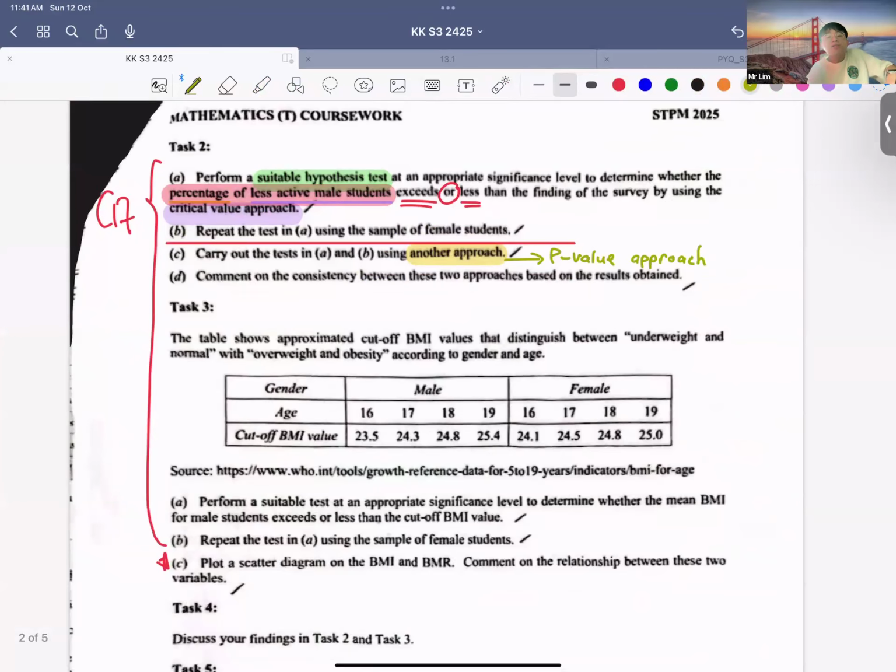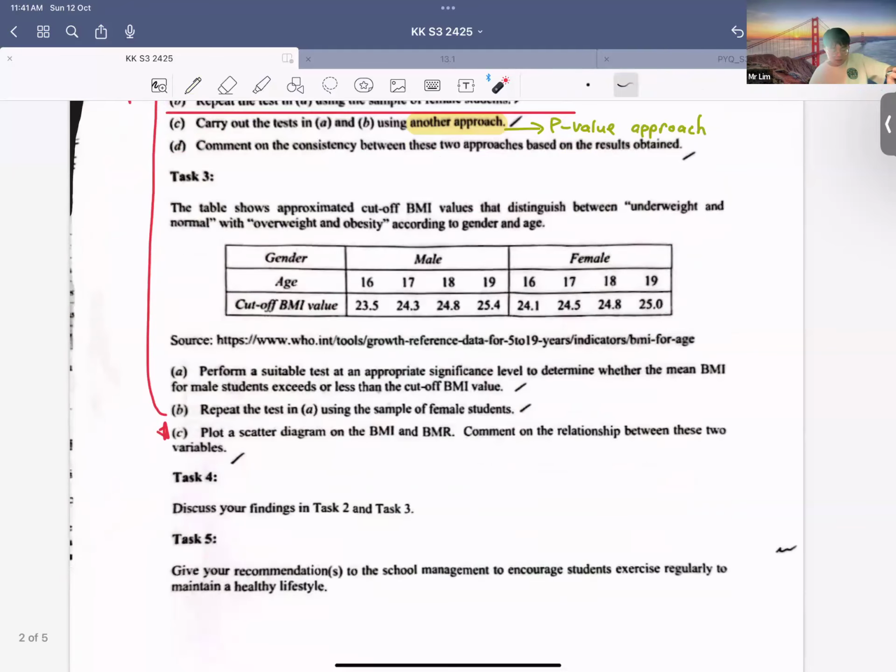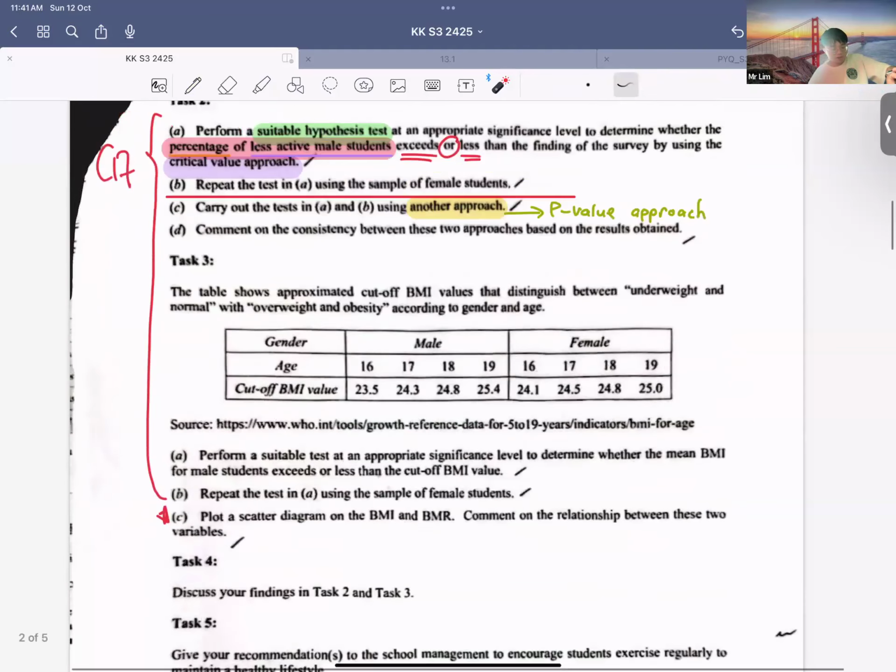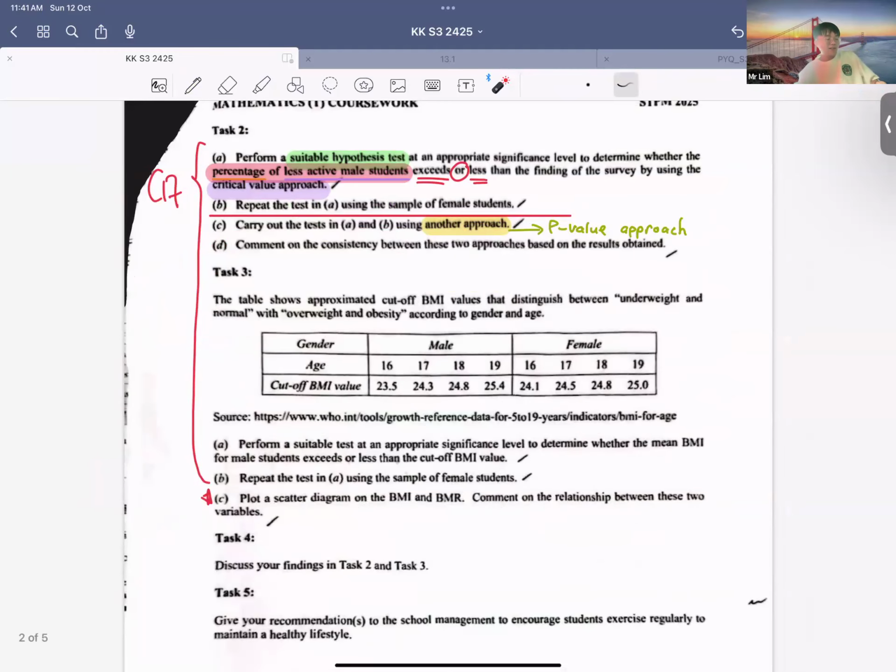So this normally is not that popular, but still in your syllabus. Okay, so you have to carry out another way to determine the answer, and then compare the consistency. Then later on you still have to carry out another hypothesis test on it, and then finally do the scatter diagram, and then comment on the relationship. So these are the next things that we will discuss in video 2, in our discussion 2.